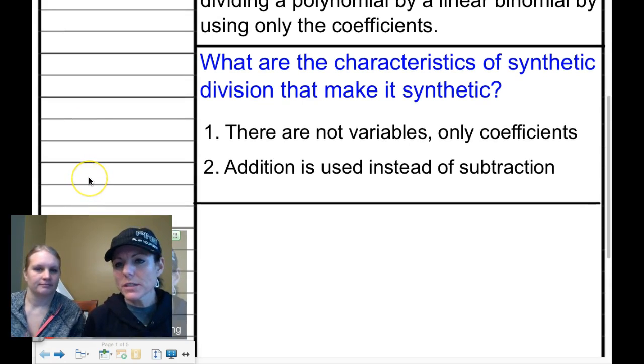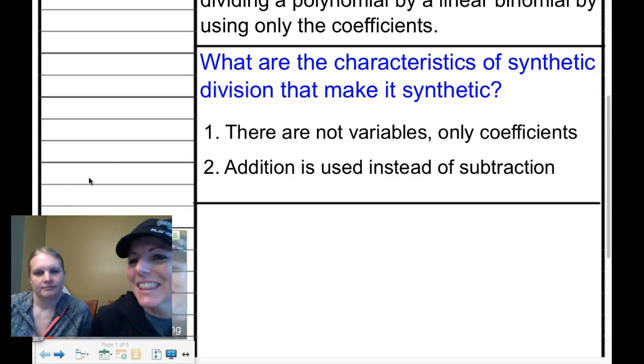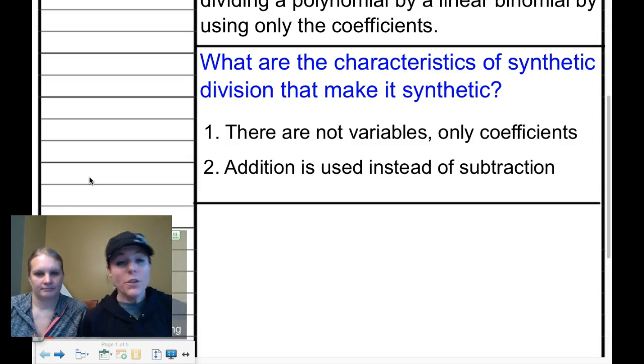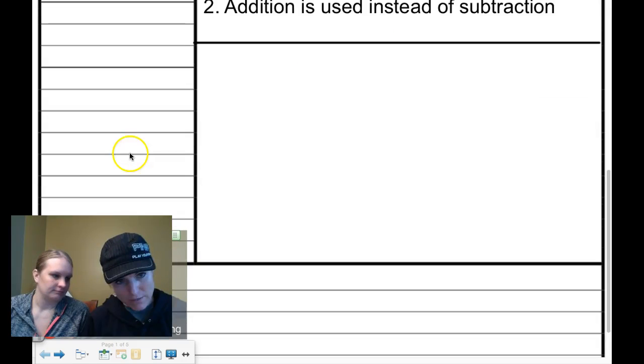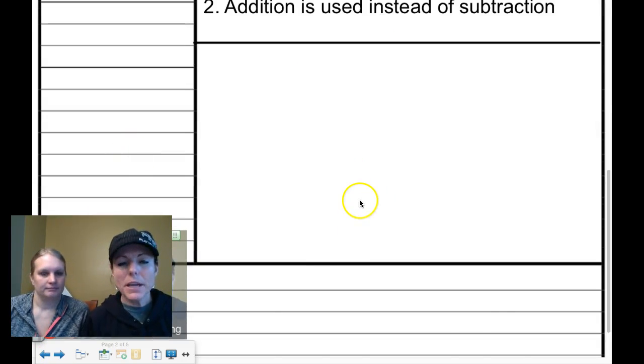So I added something here. What are the characteristics of synthetic division that make it synthetic? Well, number one, there are no variables. There's only coefficients. And addition is used instead of subtraction. That is key. Next page.